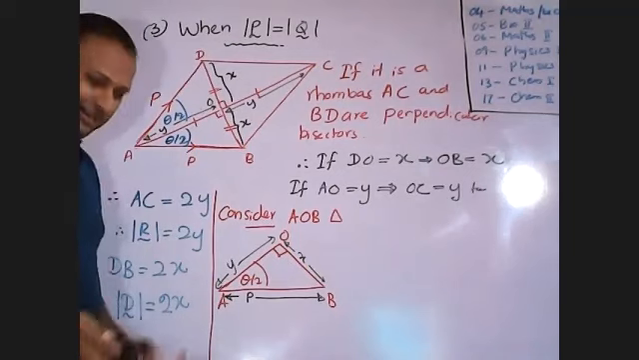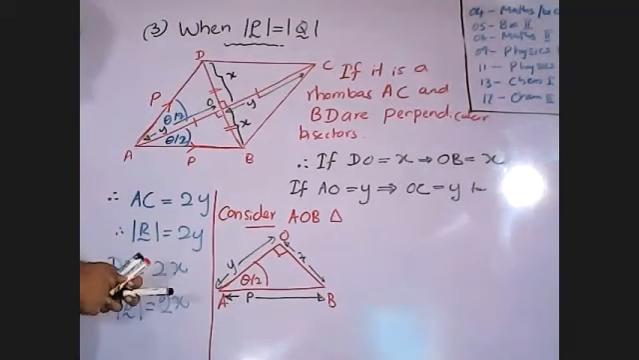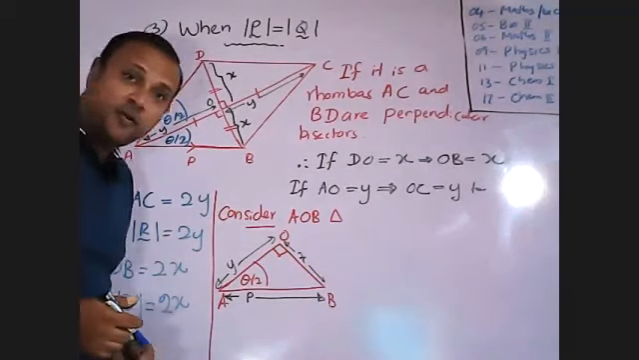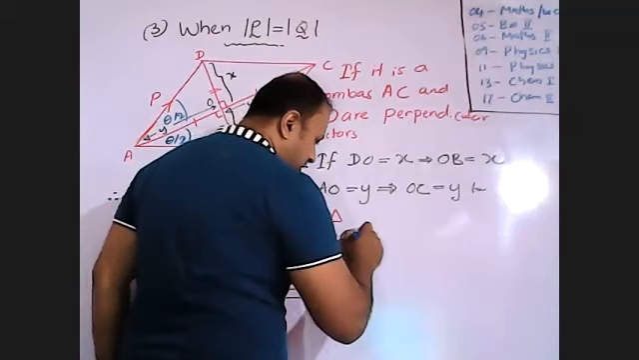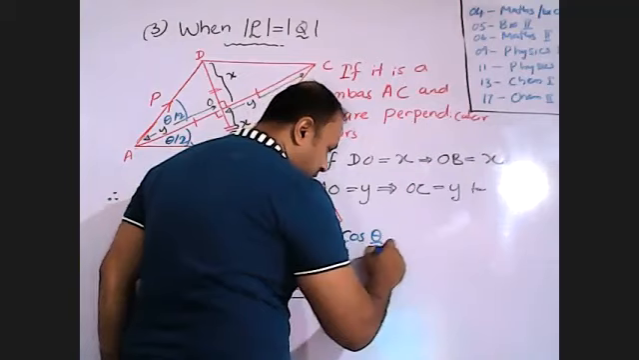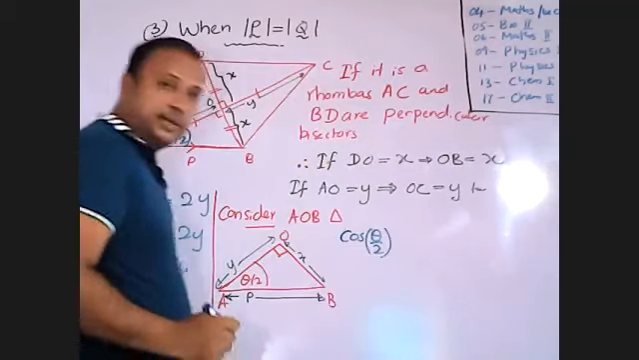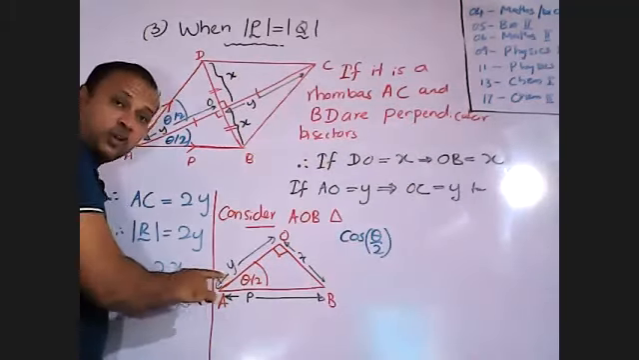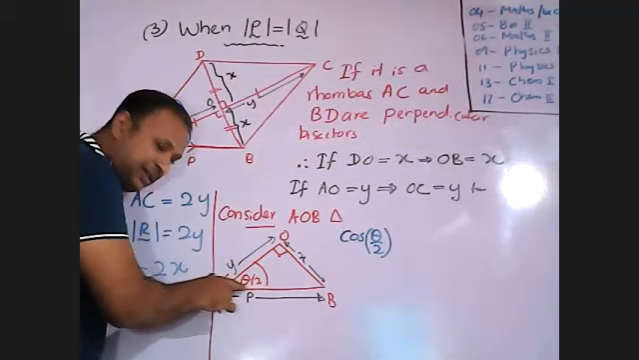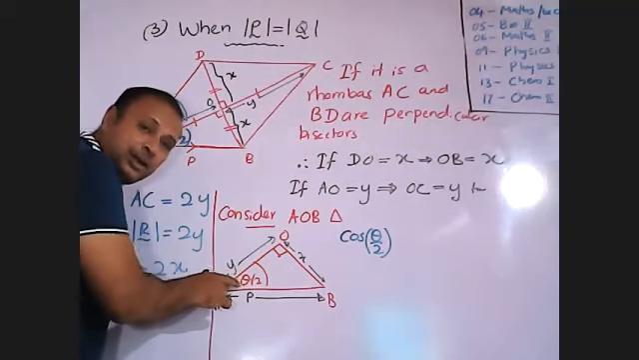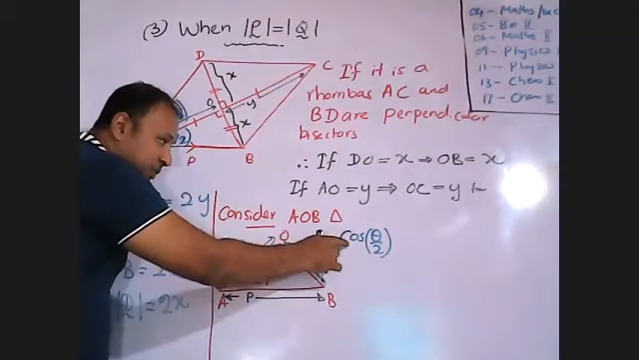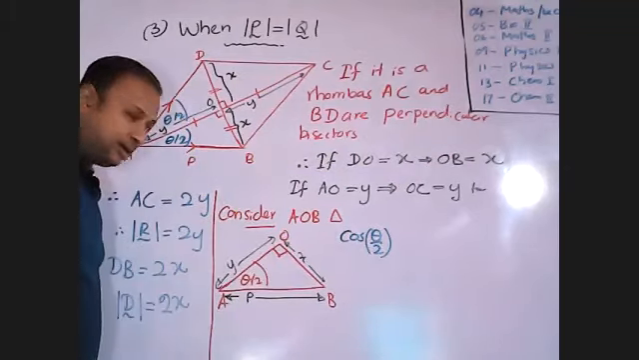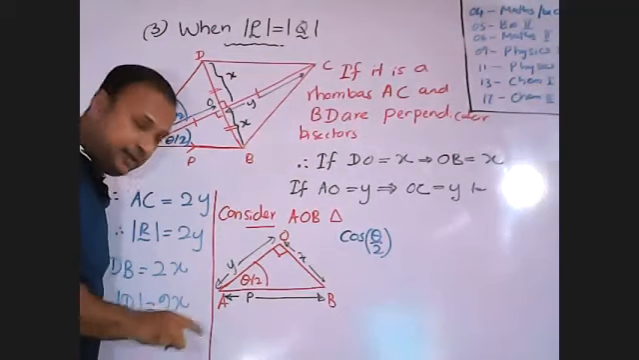Then I can write an expression for cos theta over 2, using this angle. Cos theta over 2 means the cos value of this angle. This angle is theta over 2. So cos theta over 2 means the cos value of the theta over 2 angle.